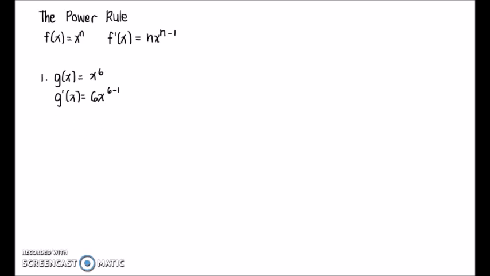So we will have g prime of x, or the derivative of g of x when simplified, is equal to 6x raised to 5. And that is our final answer. It's quite easy, right? Now let's try another example.